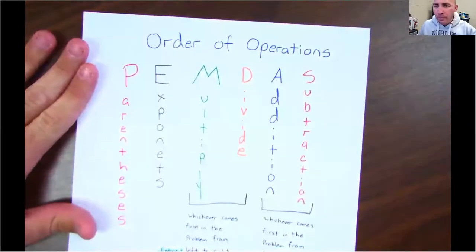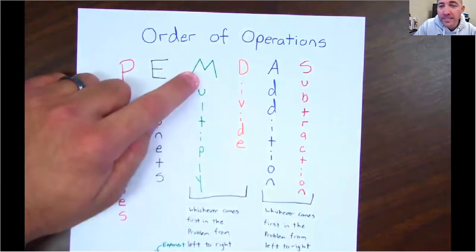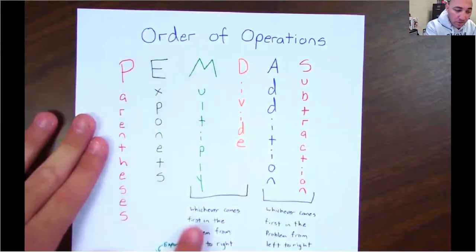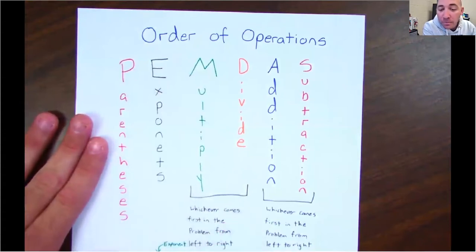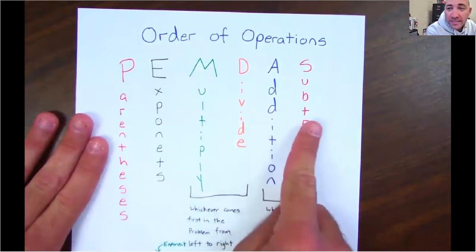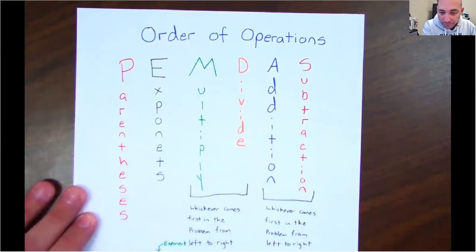I'm going to go and share my screen. Yesterday's video, we had this little paper up, order of operations, also known as PEMDAS. The P is your parentheses, the E is your exponents, M is for multiply, D is for divide. Remember, when you multiply or divide, it's whichever comes first in the problem from left to right. Then we have the A is addition and the S is subtraction. Again, whichever comes first in the problem from left to right.